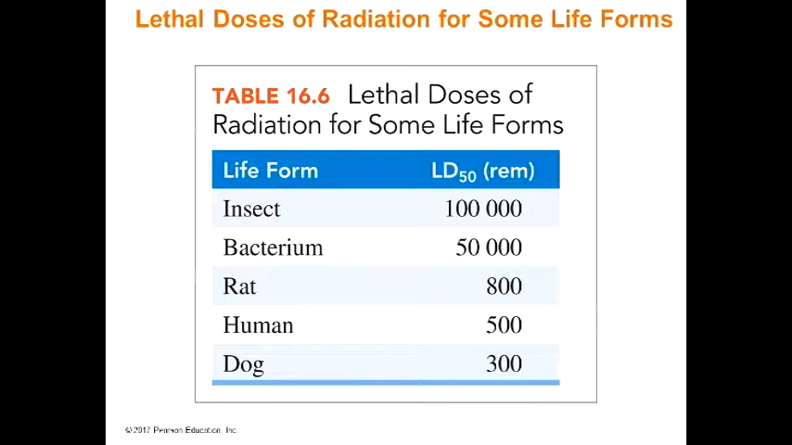Okay, let's continue on. Lethal doses of radiation for some life forms are shown here: insects, bacteria, rats, humans, and dogs. We expect you to at least be familiar with the fact that insects can resist it more than dogs. That is the take-home lesson here. These organisms can handle it more because of their genetic design.